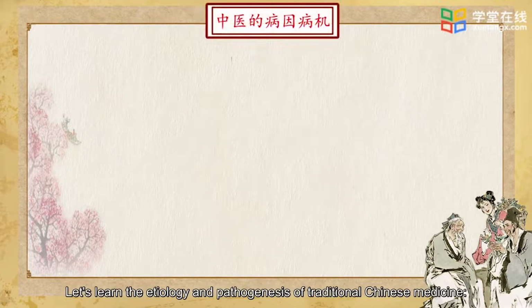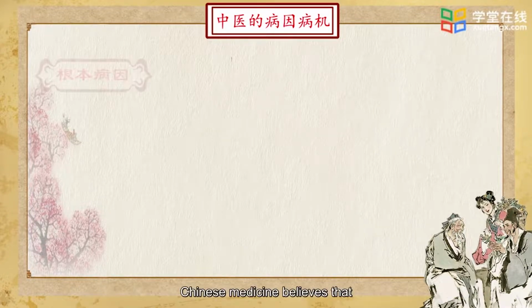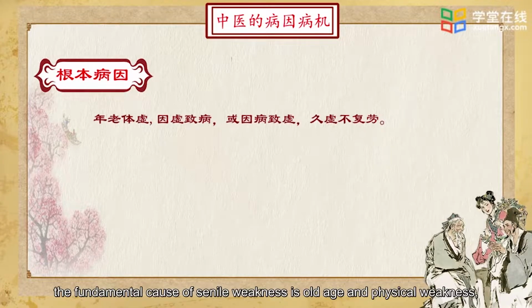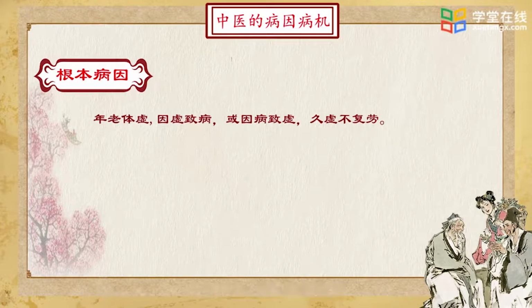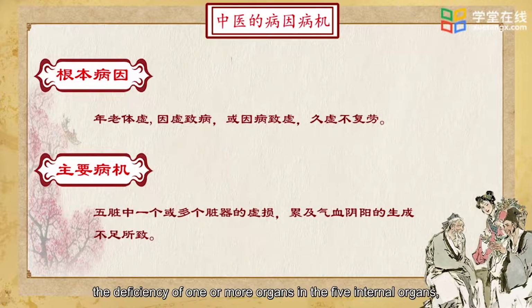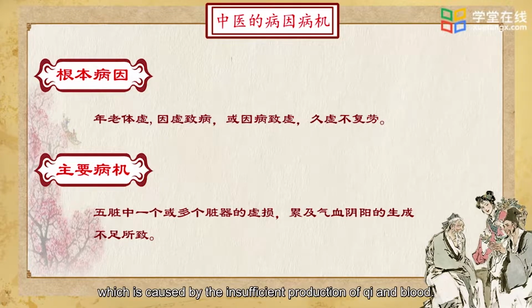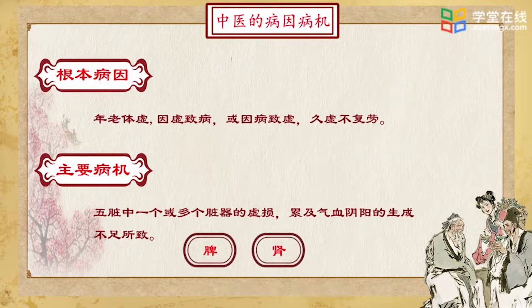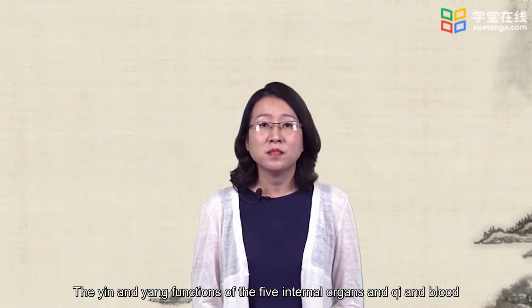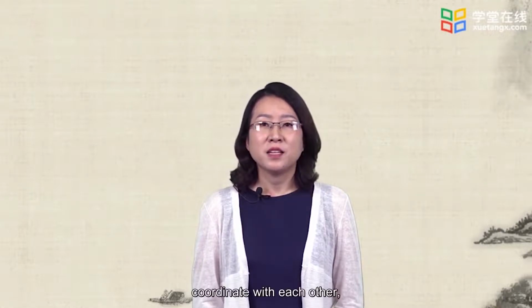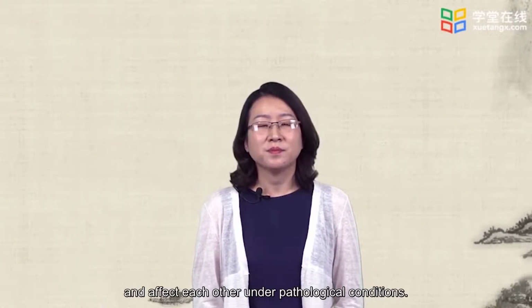Let's learn the etiology and pathogenesis of traditional Chinese medicine. Chinese medicine believes that the fundamental cause of senile weakness is old age and physical weakness, illness caused by deficiency or deficiency due to illness. The main pathogenesis is the deficiency of one or more organs in the 5 internal organs, caused by the insufficient production of qi and blood. Among the 5 internal organs, spleen and kidney are particularly important. The yin and yang functions of the 5 internal organs and qi and blood are not only different, but also closely related, coordinate with each other and affect each other under pathological conditions.